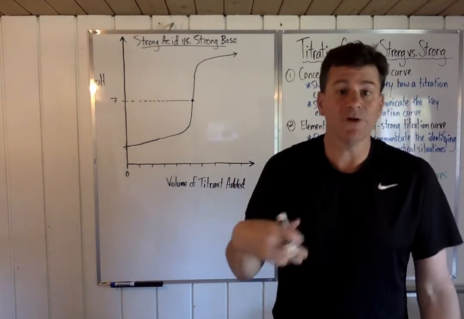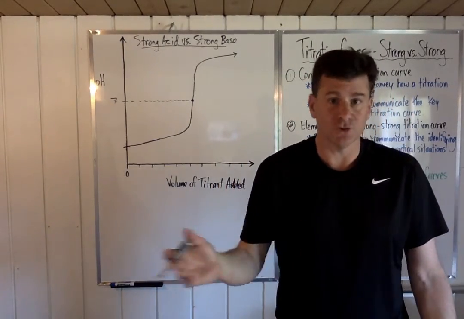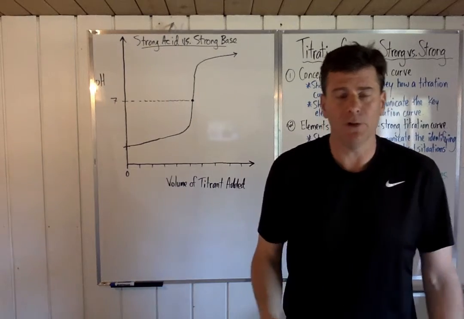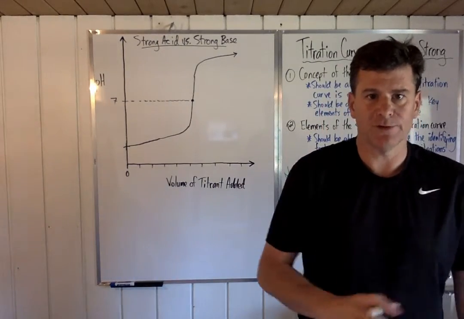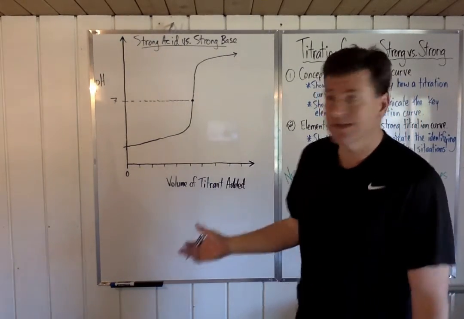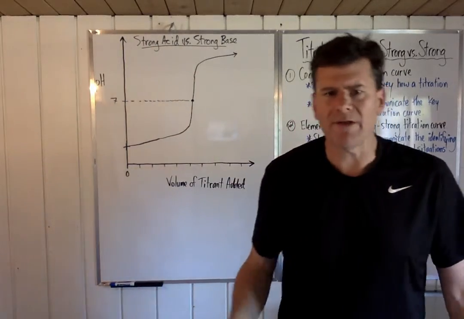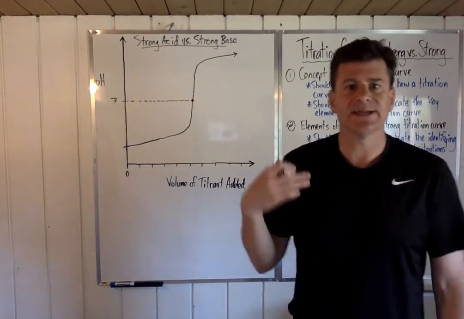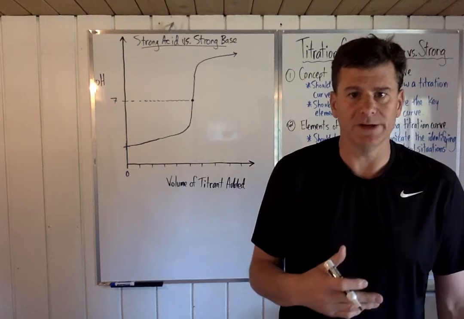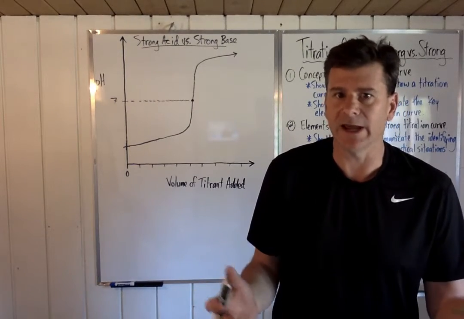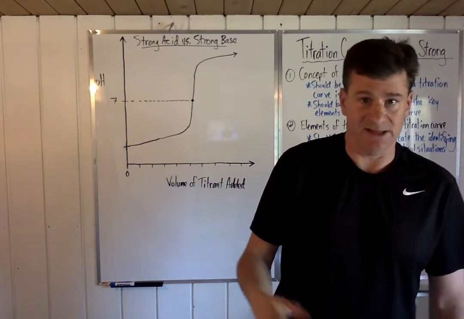And I say to myself, okay, I know that for a strong acid and strong base, HCl and NaOH for example, the equivalence is going to occur at pH 7. So here it is on my graph. What volume of base did it take to get to the equivalence point? Well, we didn't use an indicator. We're using our graph to tell us that value.